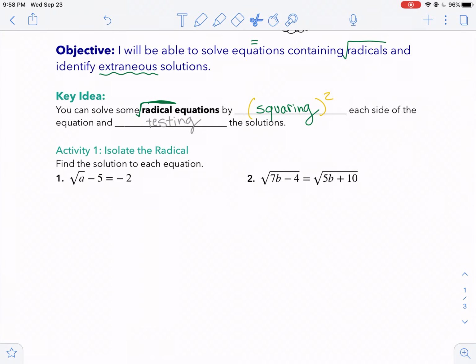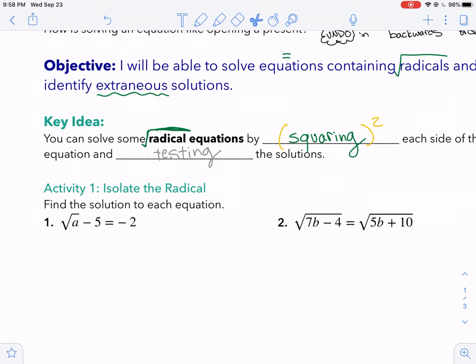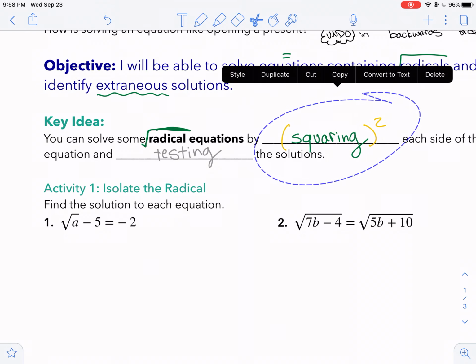And that's why when we have a square root, the first thing we're going to do is square the radical to get rid of it. But I misspoke.